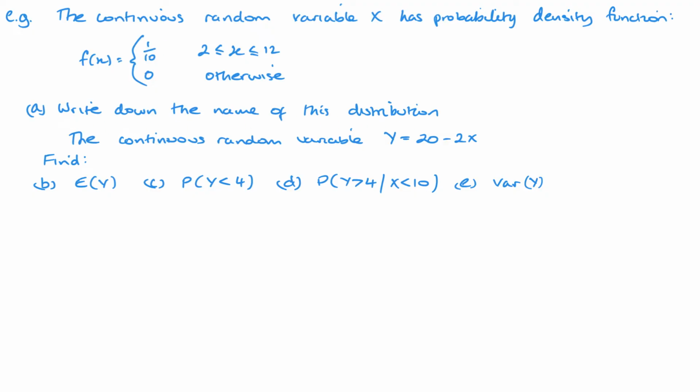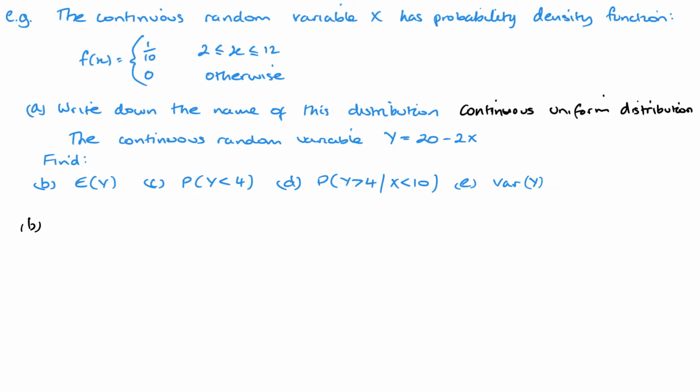So write down the name of this distribution. Well, it's quite simple. It's going to be a continuous, sorry, concentrate on my spelling there, uniform distribution. So we'll fit it in, distribution. There we are, just about fits it in. And that's all you need to do there. It's quite a common question. It's about whether you spotted that it's a uniform distribution.